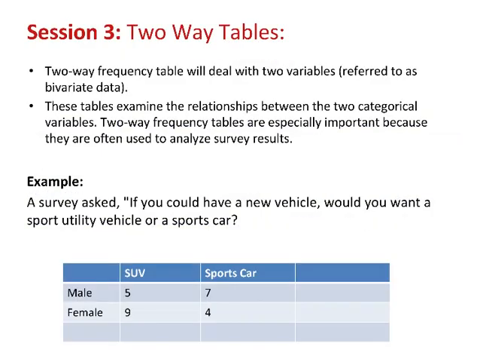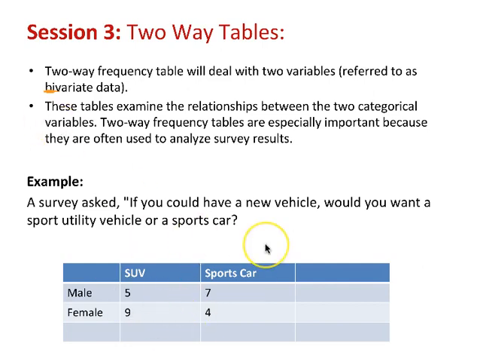All right, so in session 3, you're going on to look at two-way tables. So we can use two-way tables to deal with 2 different variables. And whenever we're talking about 2 variables, we can refer to that as bivariate data. Bi, you get that prefix bi meaning 2. So 2 types of variables that we are referring to. And we can use two-way tables to examine the relationships between 2 variables. And we can use that table then to analyze survey data.